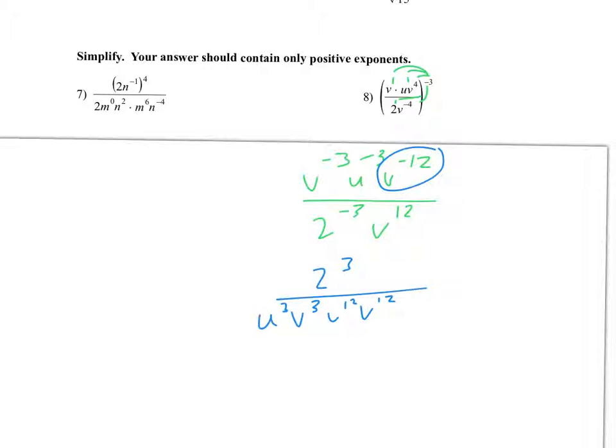Okay, now I don't have any battles going on here, so I just need to combine all my v forces. So I'm adding up all of those. I'm going to keep the u the same. V is going to be 15 plus 12, is 27. And then 2 to the third power is 2 times 2 times 2, which is 8.